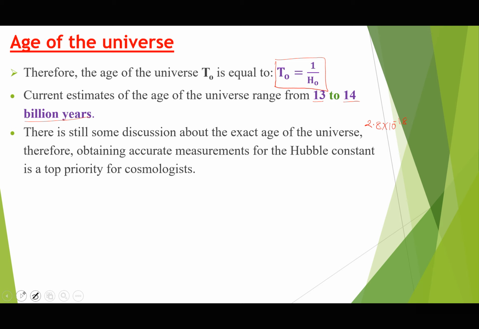However, there is still some discussion about the exact age of the universe. Therefore, obtaining accurate measurements for the Hubble constant is still a top priority for cosmologists. So, the reason why the age of the universe is still an estimate is because Hubble's constant is not really accurate.